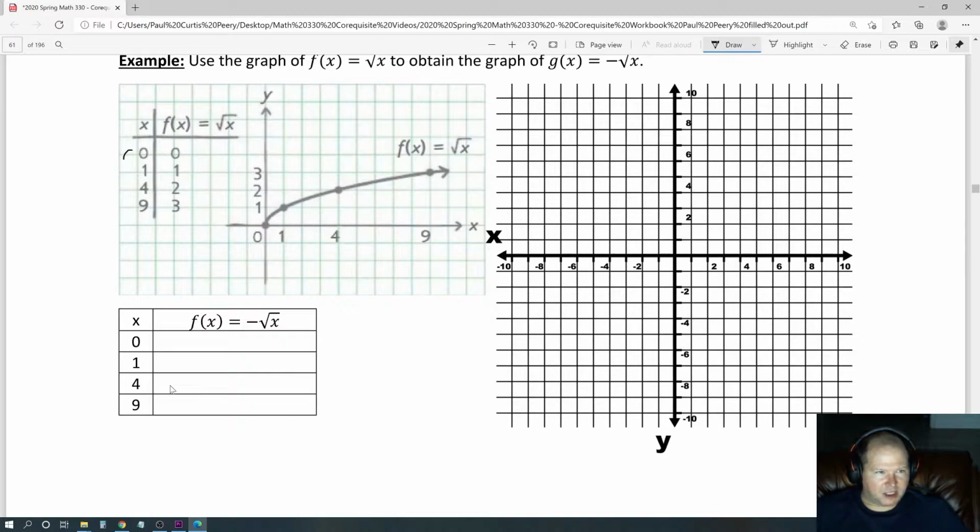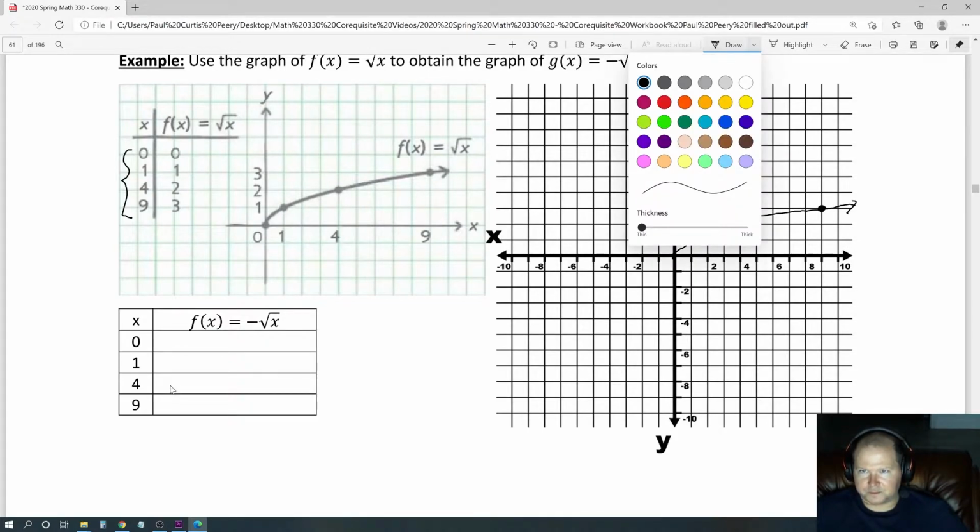So I'm just plotting these. So we have 0, 0. It starts right there in the middle. Then we have 1, 1. We have 4, 2. We have 9, 3 right there. So I try to draw a rough line through all these. It should look something like that. So that's my parent function.